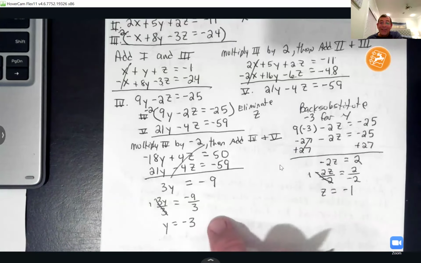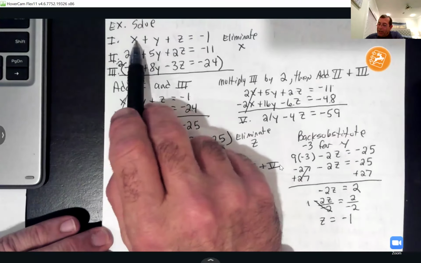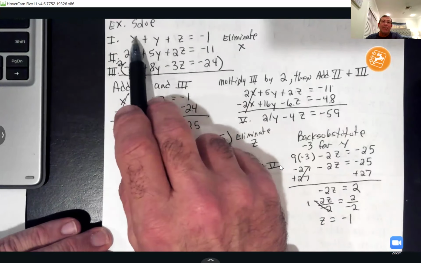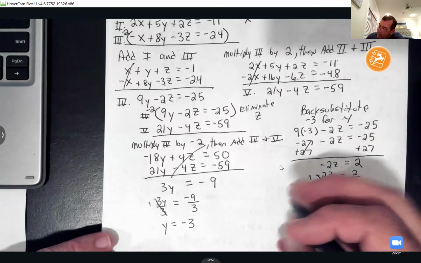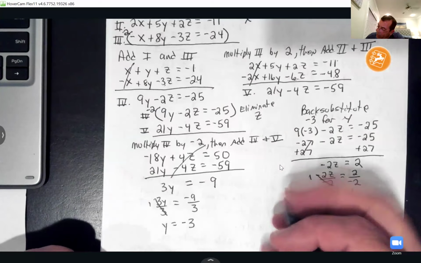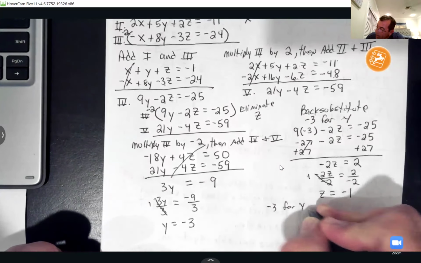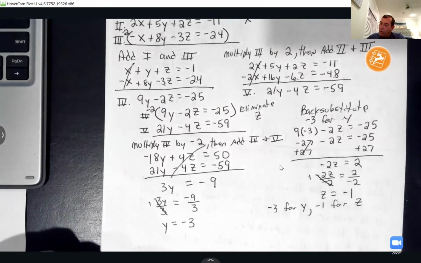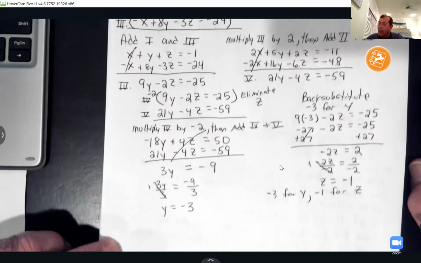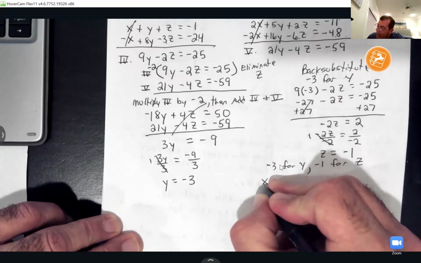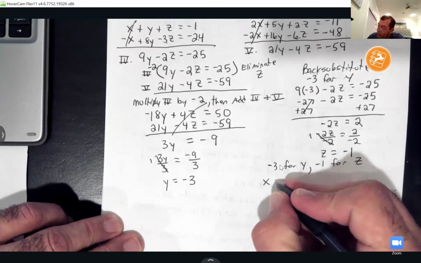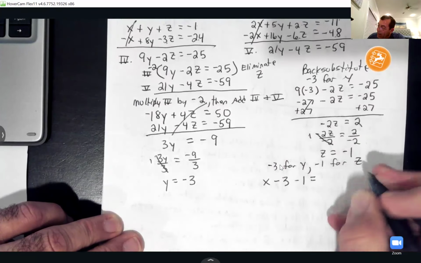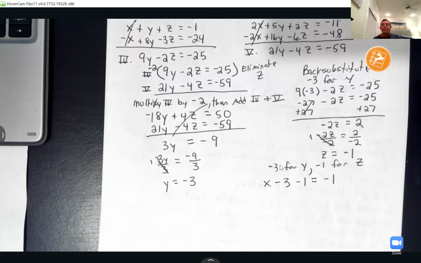But I know two answers. So what I'm going to do, I'm going to pull down this top one. It looks the easiest. I'm going to put in for my y, my z, and we'll solve that for the x. So I'm going to have -3 for y, -1 for z. And I'm going to do the first equation, which was x plus y plus z equals -1. I don't know the x. I know the y is -3. I know the z is -1. And all that equaled a -1.